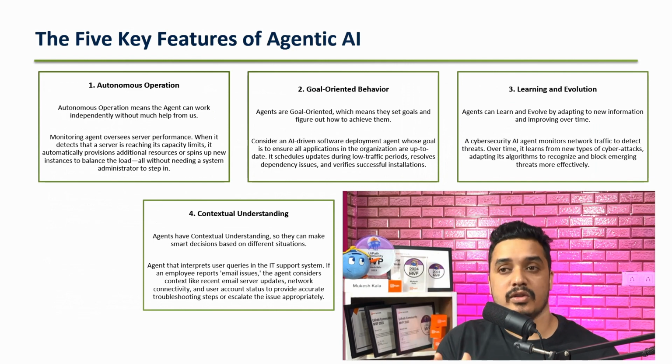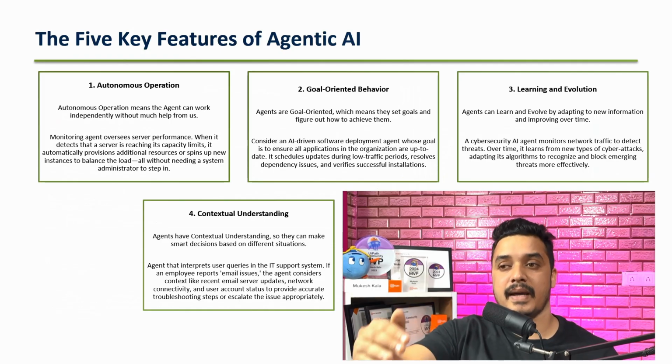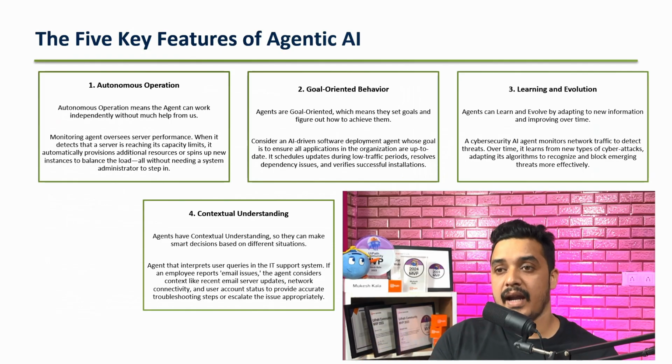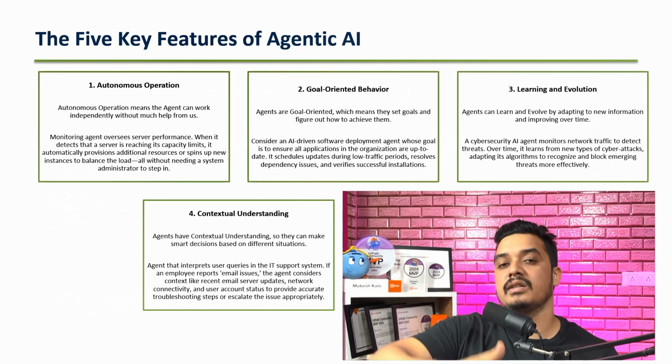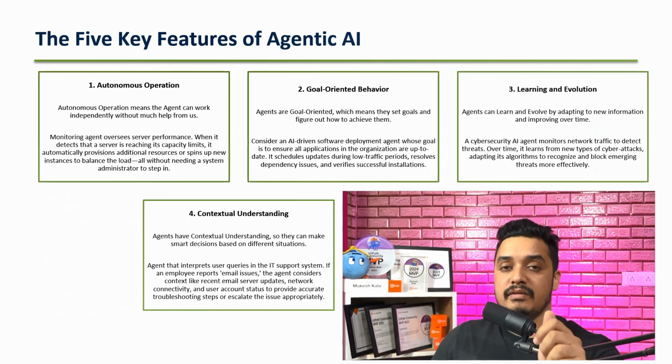The first one is autonomous operation, which means that the agent can work independently. I hope you are coming from the IT industry, so you know that you have servers. As soon as an agent detects that the server is reaching its capacity, it triggers a job and automatically provisions additional resources or spins up load balancing, without needing the system admin to come in. So with autonomous operation, it finds out that I am reaching the limit of performance, or there is a server issue, a server uptime problem, and it manages that without even the server admin.